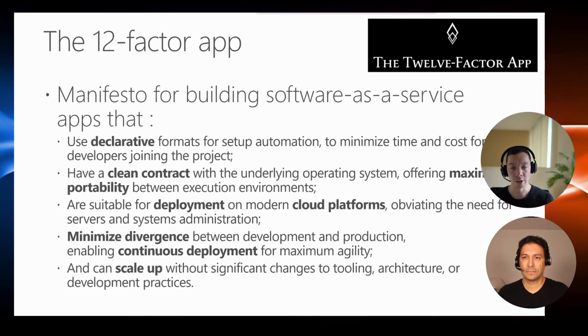Obviously, we're talking about cloud native applications here. We want to minimize the divergence between production and development environments to enable continuous deployment for maximum agility. Last point, it's all about scaling without significant changes to the architecture of the application. When we talk about architecture, it can be the code, but it can be as well the underlying public cloud architecture. So let's have a look at these 12 rules, which are, again, when you take them one by one, very simple. When you assemble them all together, they allow you to create a highly resilient application.